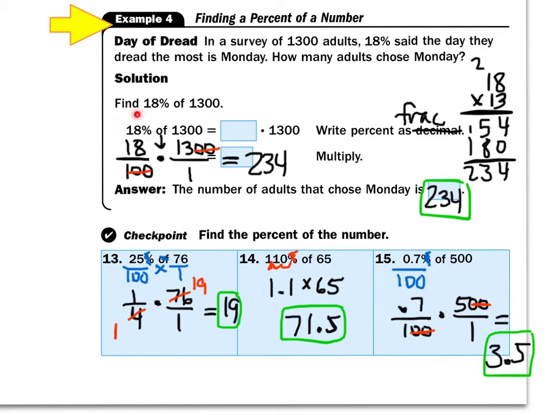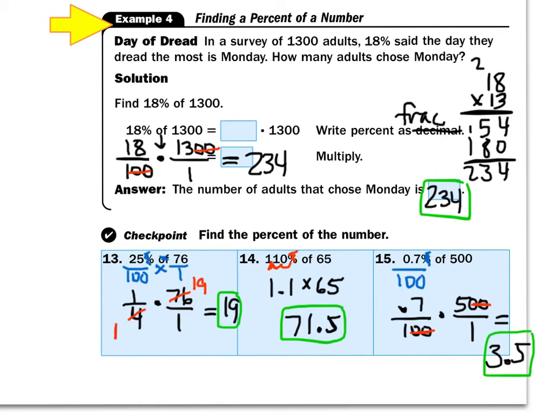I would change the 18% to be a fraction, 18 over 100. Of means multiply, and then put 1,300 over 1. And the reason I did that is look at the 100 and the 1,300. The zeros cancel, so that would just be 1 and 13. And so then we'd have 18 times 13, and that would give us 234. So the number of adults that chose Monday was 234.